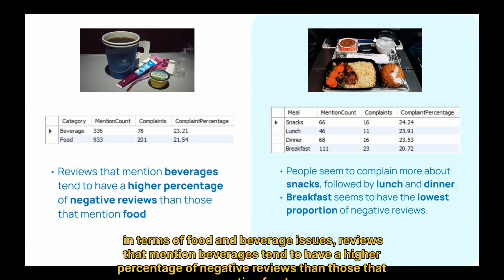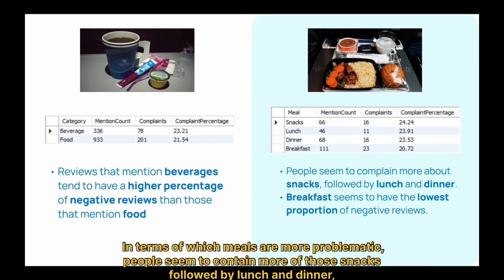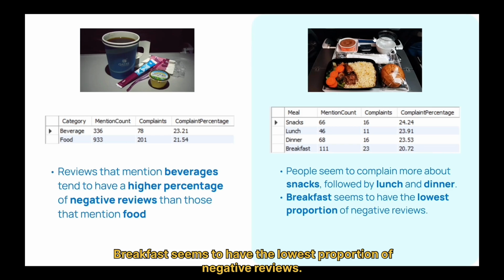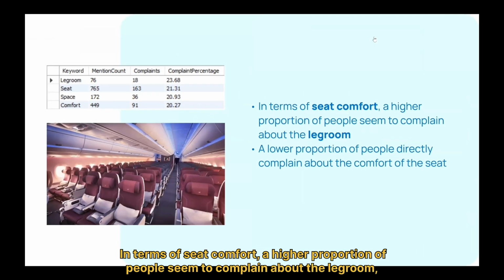food and beverage issues, reviews that mention beverages tend to have a higher percentage of negative reviews than those that mention food. In terms of which meals are more problematic, people seem to complain more about snacks, followed by lunch and dinner. Breakfast seems to be the lowest proportion of negative reviews.